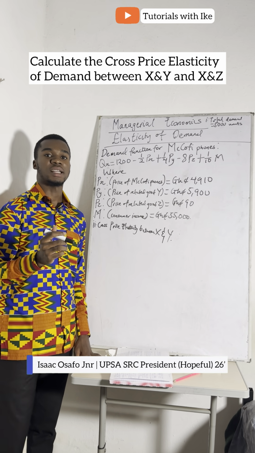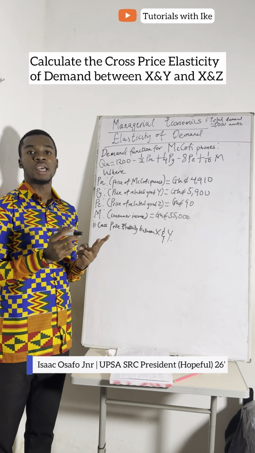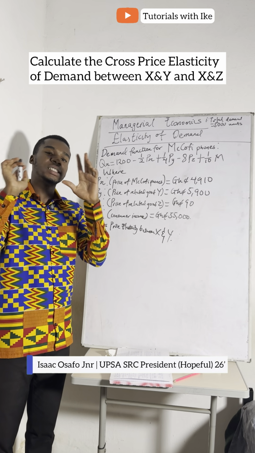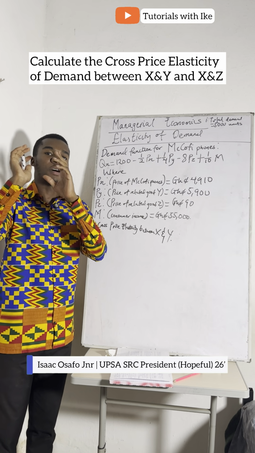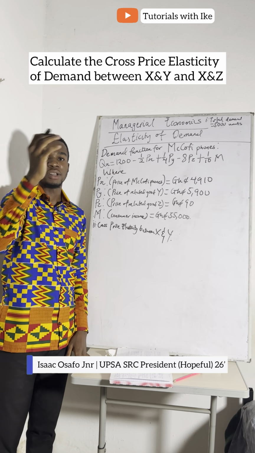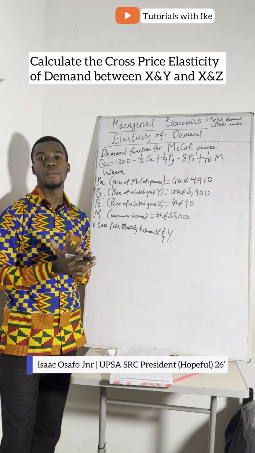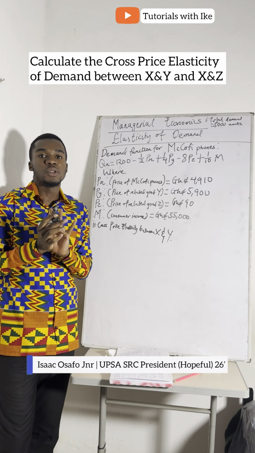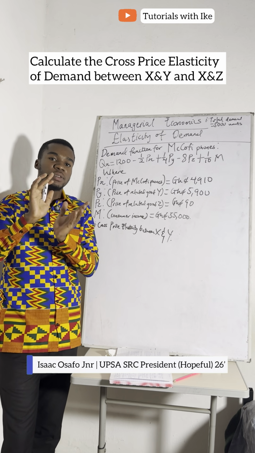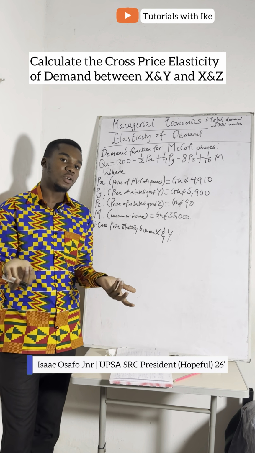When we say cross price elasticity, we are comparing two products and we want to see how the change in price for one product will affect the change in quantity demanded for another product. So let's assume we have, let's say, cowbell and needle, right? I want to know what will happen to cowbell if the price of needle changes. Do you get it? And it's obviously going to change.